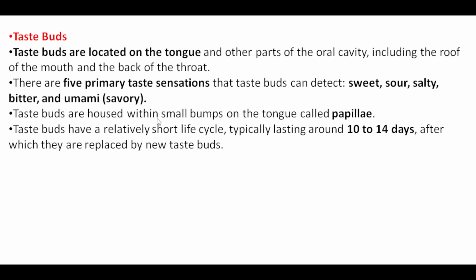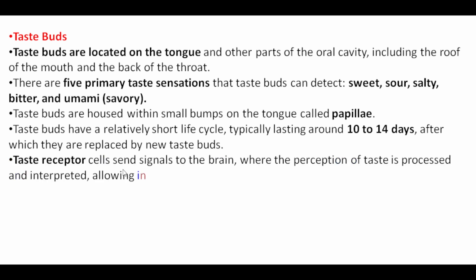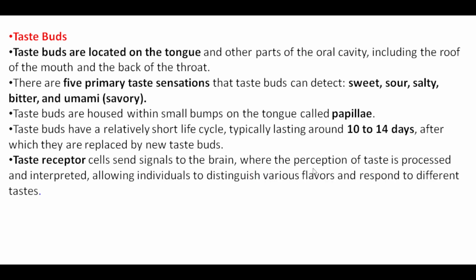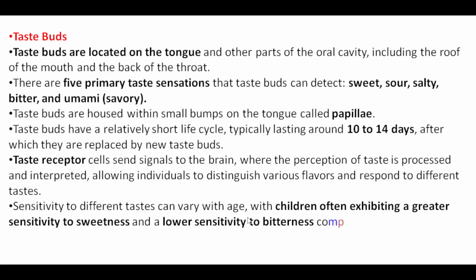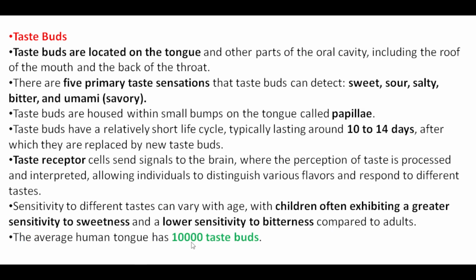Taste buds are housed within small bumps on the tongue called papillae. Taste buds have relatively short life cycles, typically lasting around 10 to 14 days, after which they are replaced by new taste buds. Taste receptor cells send signals to the brain where the perception of taste is processed and interpreted, allowing individuals to distinguish various flavors and respond to different tastes. Sensitivity to different tastes can vary with age, with children often exhibiting greater sensitivity to sweetness and a lower sensitivity to bitterness compared to adults. The average human tongue has 10,000 taste buds.